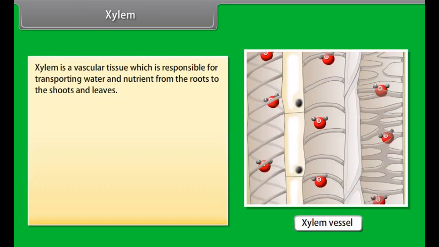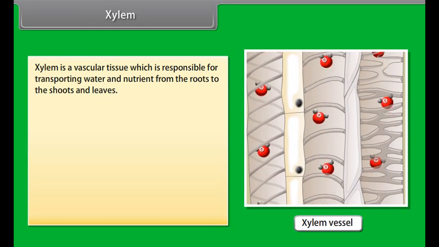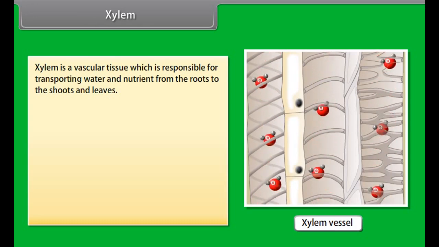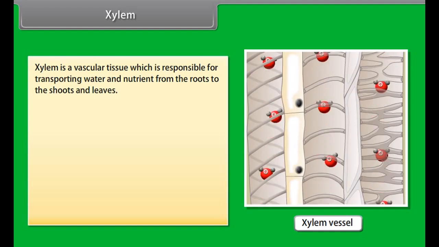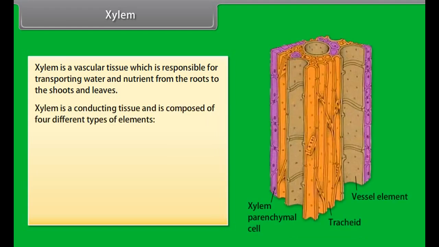Xylem. Xylem is a vascular tissue which is responsible for transporting water and nutrients from the roots to the shoots and leaves. Xylem is a conducting tissue and is composed of 4 different types of elements: tracheids, vessels, xylem fibers, xylem parenchyma. Types of xylem.